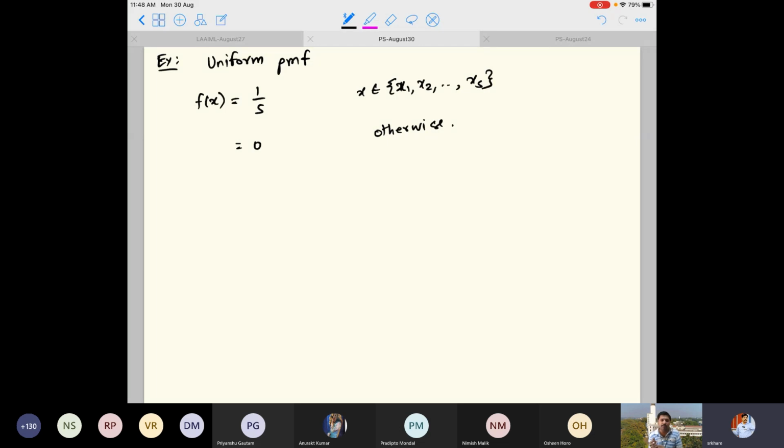What is the first property? f(x) should be greater than or equal to 0 for every x in R. Yes, it is. The place where it is strictly greater than 0, you collect all those real numbers, and that set should be countably finite or countably infinite. Here the set is finite: x1, x2, up to xs. And the third property: the summation of f(xi), xi belonging to Rx, should be equal to 1. Clearly the summation is equal to 1. So this function satisfies all the conditions to be a discrete density or a probability mass function.